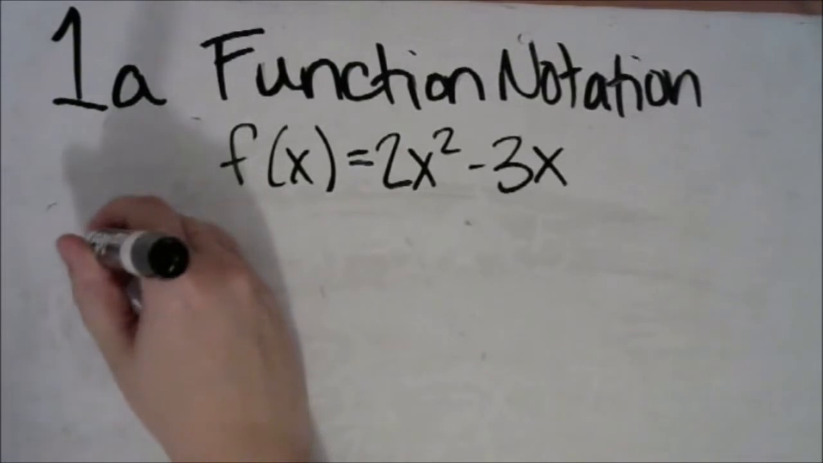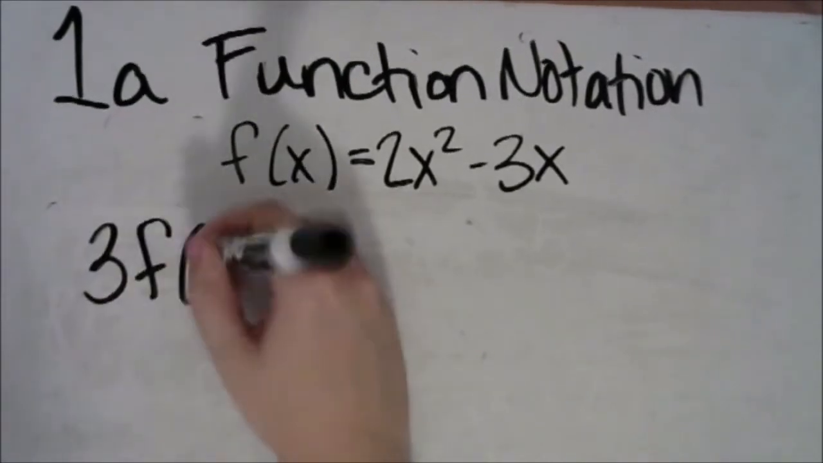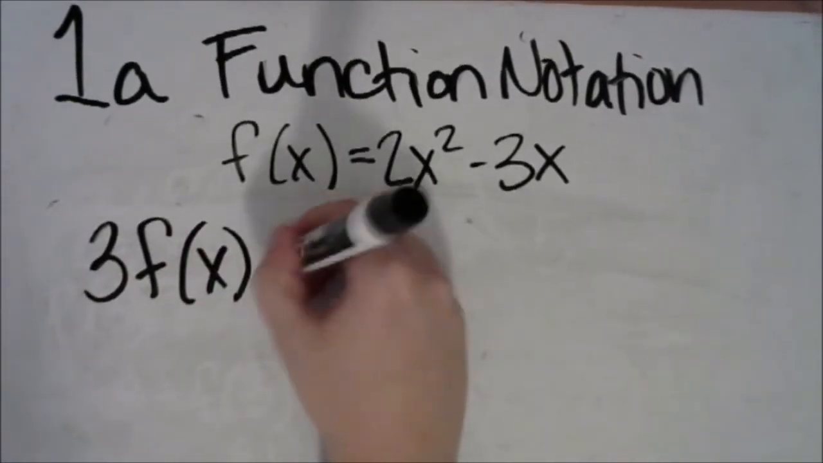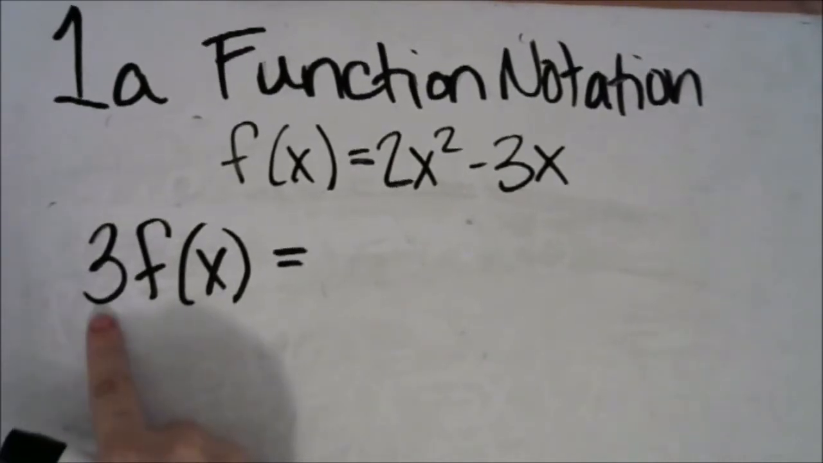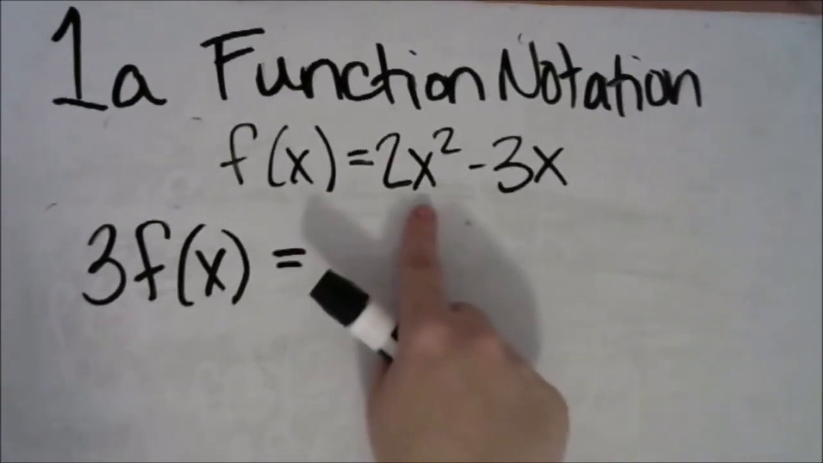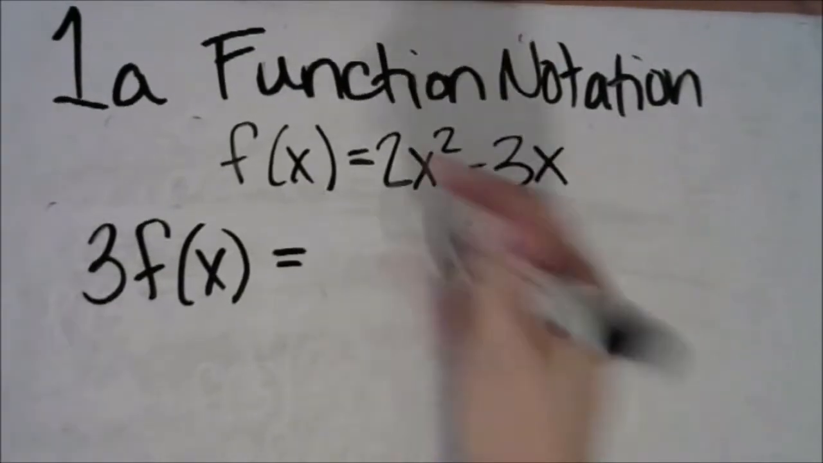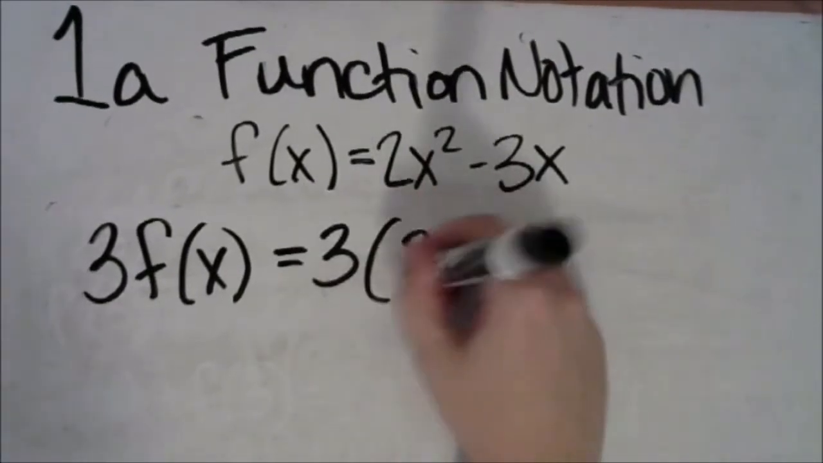The next one in the notes is 3 f of x, which means take the value of f at x and multiply it by 3. Or in this example, multiply both terms of the expression by 3.